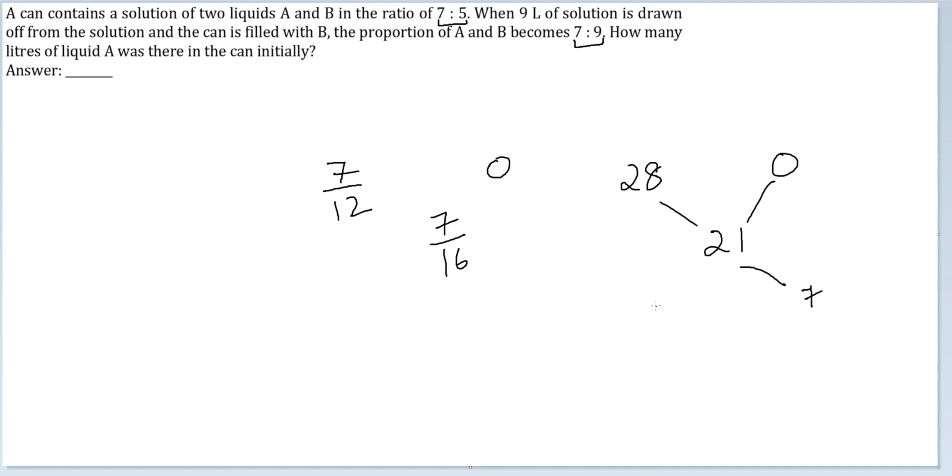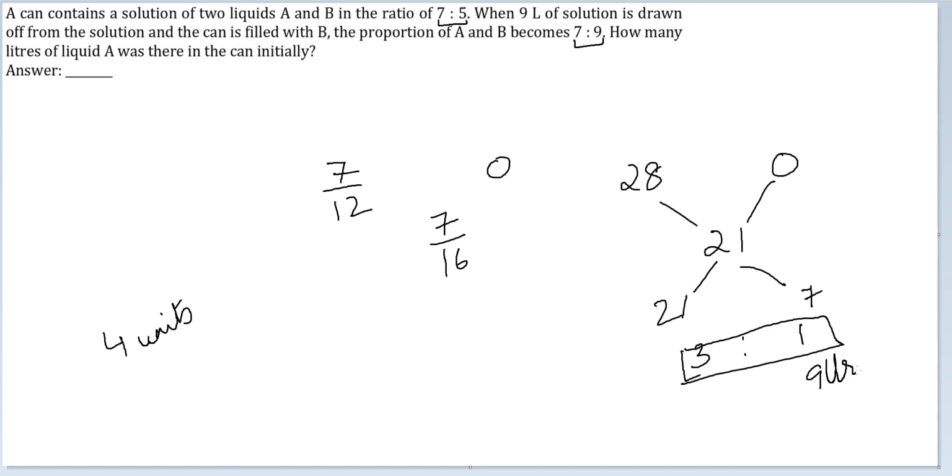So the gap here is 7 and the gap here is 21. So these two are getting mixed in the ratio 3:1. Now this 3:1 should give you an indication. Whatever was left behind was 3 units and whatever is getting added is 1 unit, which means the original solution was 4 units, and this 1 unit that is getting added has been given to me as 9 liters. So 3 units should be 27 liters, or the original solution should be 36 liters.